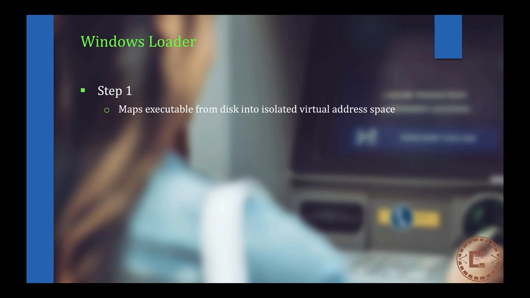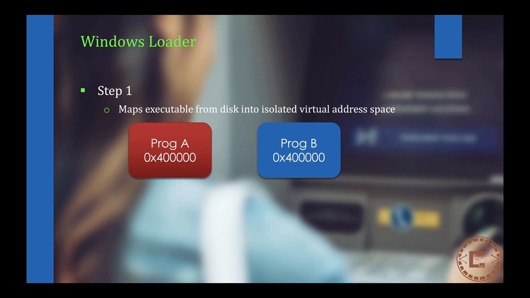So the first step when you double click on a file is that the Windows loader is going to map the executable file from disk into an isolated virtual address space. And it is called virtual because basically you will have a space in memory that can have a base address of, like in this case, 400,000.